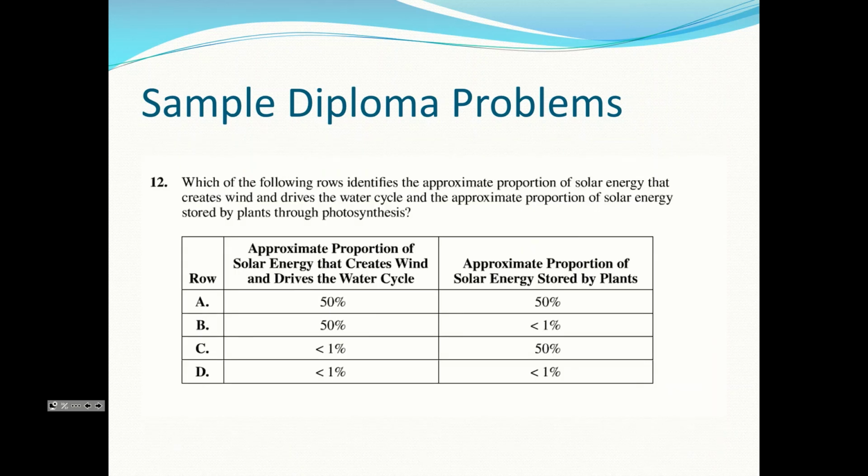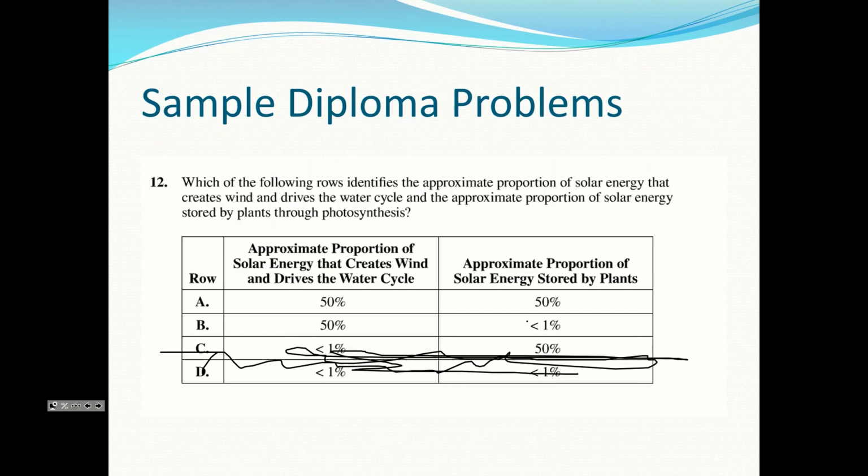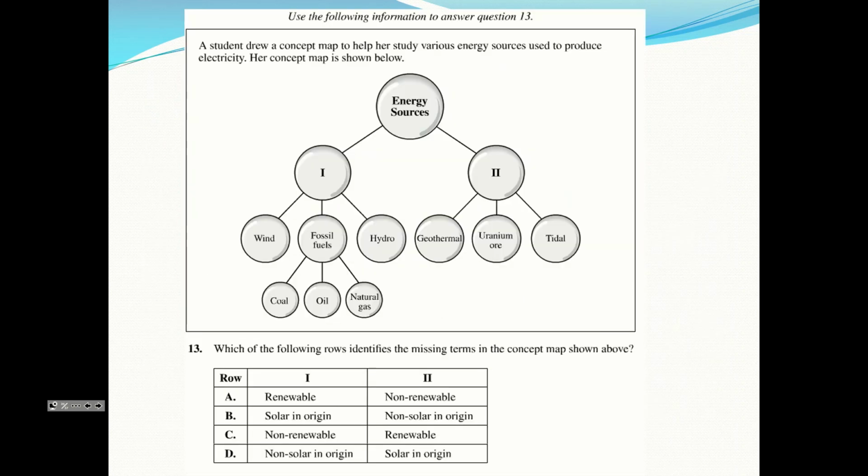Which of the following rows identifies the approximate proportion of solar energy that creates wind and water cycles and the amount for plants? So this is just straight-up memorization. Over 50% of it is used for the wind and water cycles, and then less than 1% of it is used for photosynthesis.